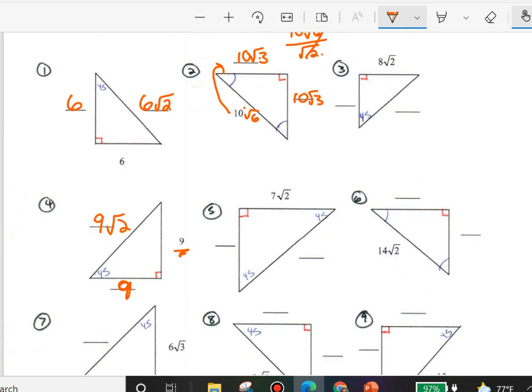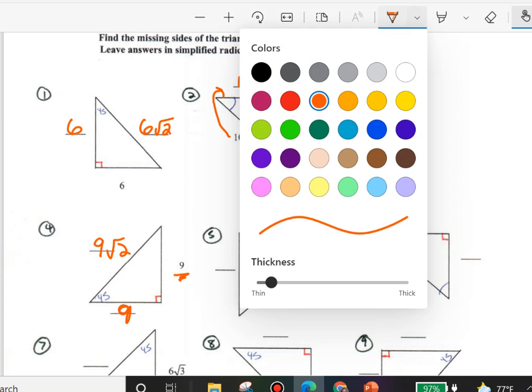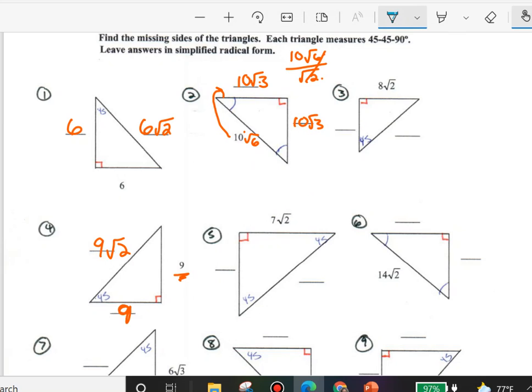All right, we'll go down into the next one. The next one is number 5. For number 5, the legs are congruent. So if this is 7 root 2, this leg is 7 root 2. The hypotenuse is whatever the leg is times the square root of 2. So that's 7 root 2 times root 2. Now this is going to be one that requires an extra little step, so make sure you follow through here. This will end up being 7 root 4. Again, we can only multiply the 2's because they're both under the radical together.